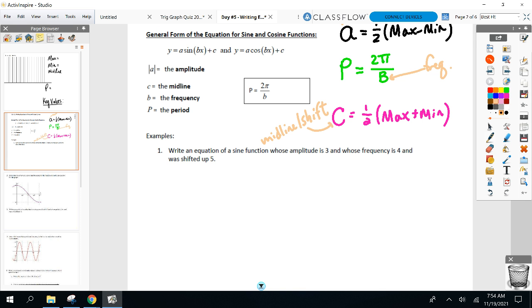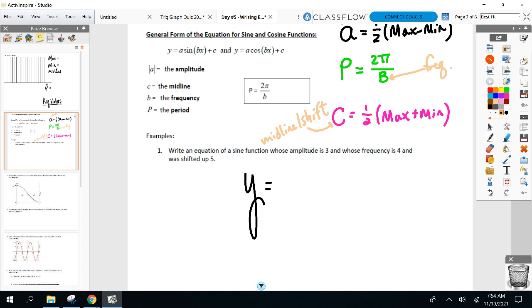So first one, I wanted to basically serve it up all to you. You don't need to find anything. Write me an equation for sine, amplitude 3, frequency 4, shift up 5. Okay, so let's write that equation. I'm given everything. No formulas needed. Do we see that? You have amplitude, frequency, and shift. So got to have y equals to make this an equation.